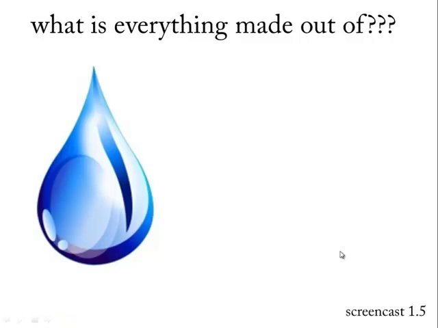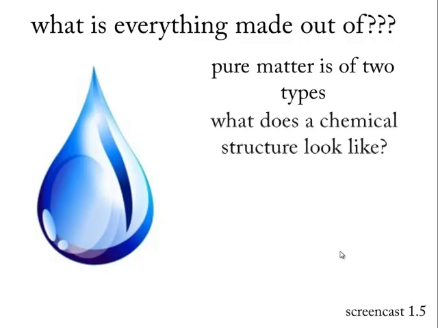The essential question for this entire course is, what is everything made out of? It's one of the things a chemist tries to figure out all the time. One way of answering that question is to organize matter into types. And pure matter can be thought of as various things, but we could divide it into two types.